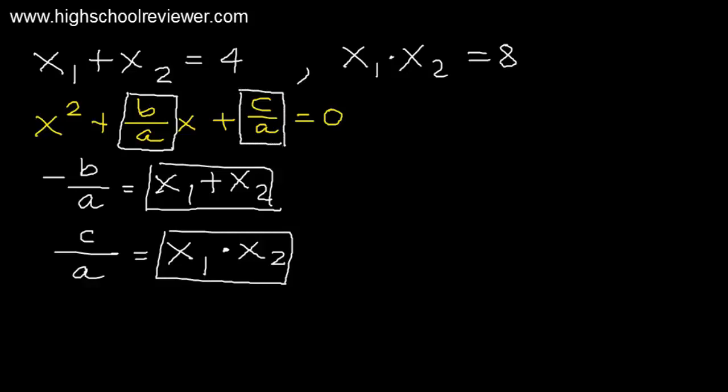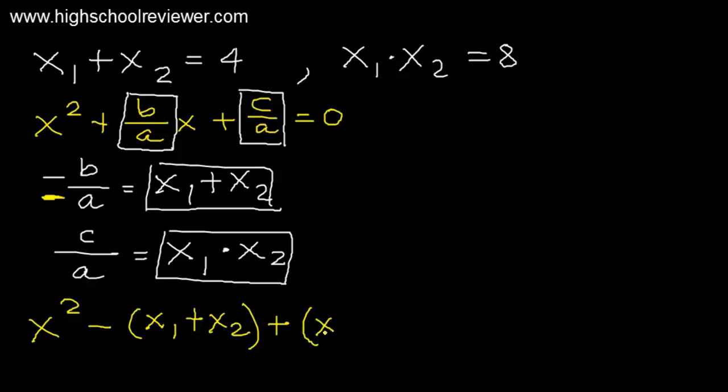So substituting, we will have x squared plus, okay, now this will not be an addition sign anymore because of the negative sign. So instead, this will now become negative, and then instead of b over a, we are going to substitute x sub 1 plus x sub 2, plus c over a. Instead of c over a, we are going to use x sub 1 times x sub 2. So this will be x sub 1 times x sub 2 equals 0.